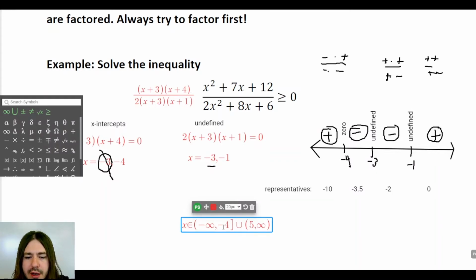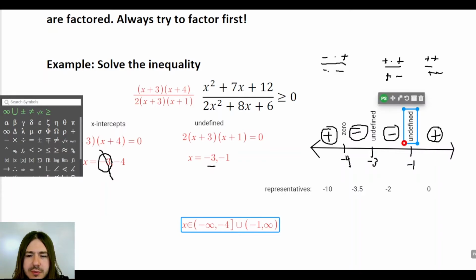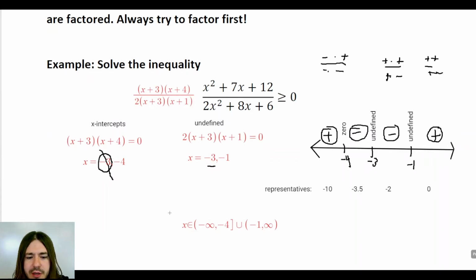And then the next set is going to be in between negative 1 and infinity. And it's not even so much that we don't want to include negative 1, it's that we can't because there's not even a value there. So we definitely cannot include that in a solution set. And so this would be our solution for this inequality. Okay, so all the values between negative infinity and negative 4, and then all the values after negative 1.